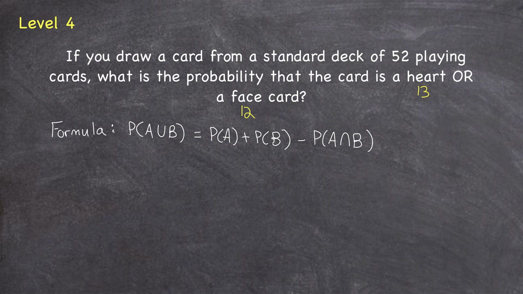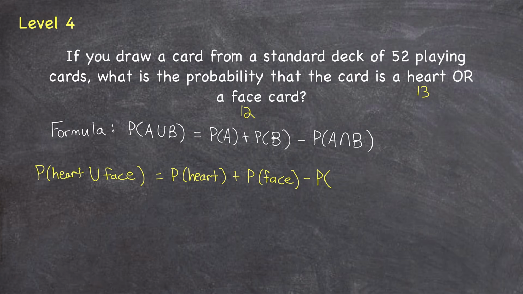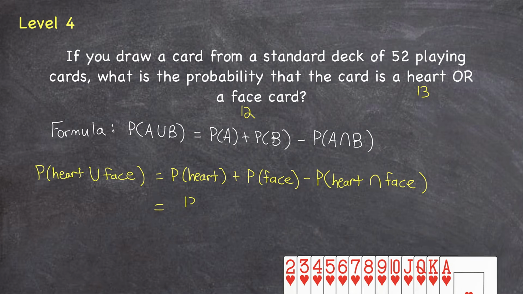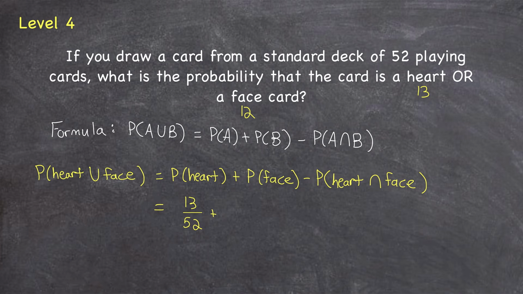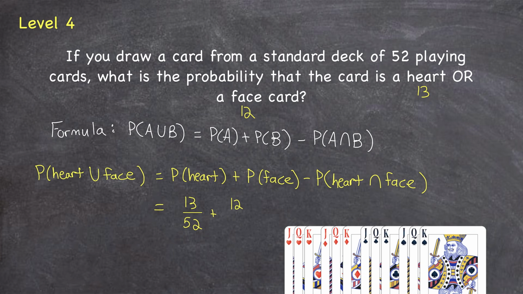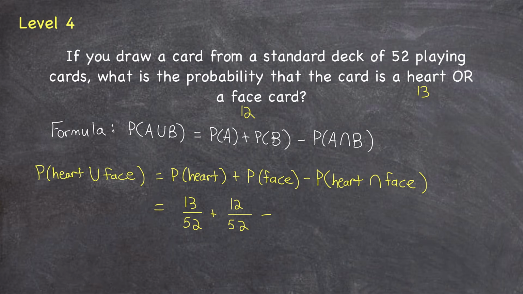So if I apply this formula to this question, where I find the probability of drawing a heart or a face card, I would have to do the probability of drawing a heart plus the probability of drawing a face card, and then subtract the probability that the card is both a heart and a face card. Well, the probability that a card is a heart, 13 of the 52 cards are hearts, plus the probability of a face card, 12 of the 52 cards are face cards, but I then have to subtract the probabilities that have been double counted, right? There are some cards that have been double counted in this 13 plus 12.